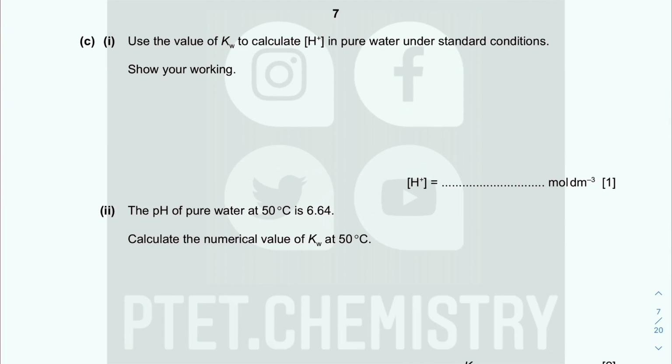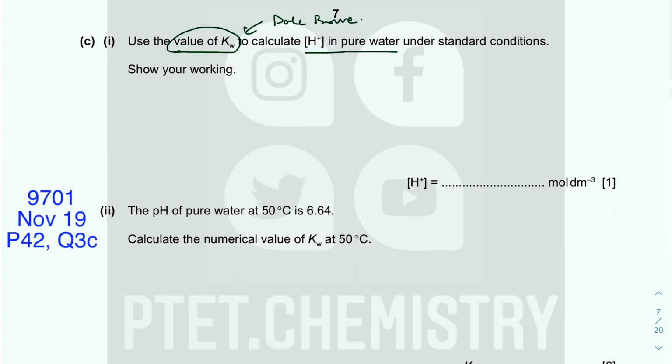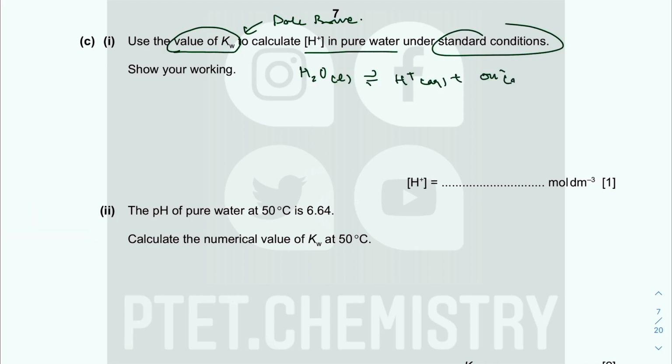Now the next bit, they want you to use the value of Kw. This is from your data booklet. They want you to calculate the H plus concentration in pure water under standard conditions. So you know in Kw, this is your equation. The H2O water dissociates into H plus aqueous plus OH minus aqueous. So there's the equation for Kw. So Kw equals H plus times OH minus concentration, where you do not divide by the concentration of H2O, because that concentration is so big that it remains largely constant. It's already taken into account. That's why it's called Kw. It's no longer Kc, it's Kw.